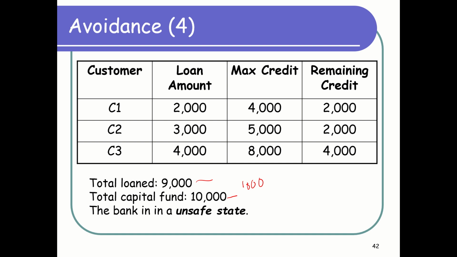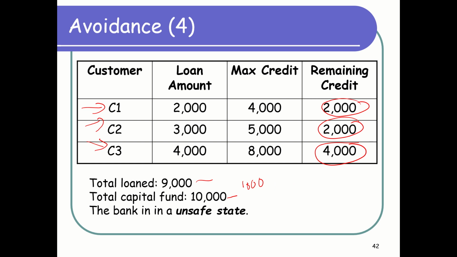If we go for the individual requirements C1, C2 and C3, we have remaining credit of 1,000, 2,000, 2,000, 4,000. So the bank is said to be in an unsafe state because the bank cannot serve the remaining credit of each customer. An unsafe state does not necessarily lead to a deadlock, but is an excellent candidate for one.